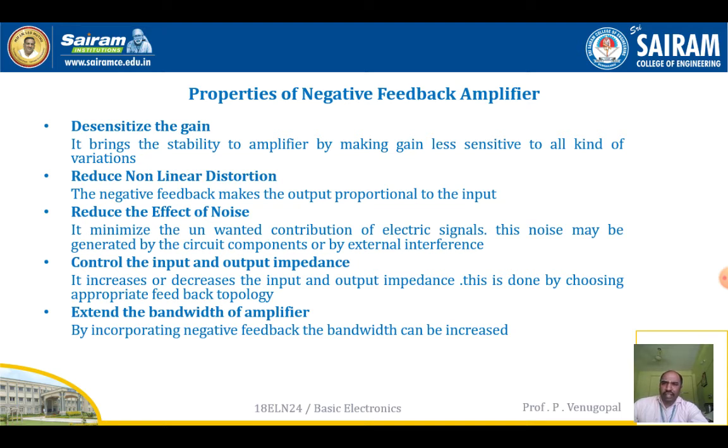Third is reducing the effect of noise. Negative feedback also reduces the effect of noise, which minimizes the unwanted contribution of electric signals, and this noise may be generated by the circuit components or by external interference like lightning and sounds. Fourth property is that it controls the input and output impedances. It increases or decreases the input and output impedances. This is done by choosing the appropriate feedback topology. The last property is that it extends the bandwidth of the amplifier. This means the bandwidth of the negative feedback amplifier is increased.